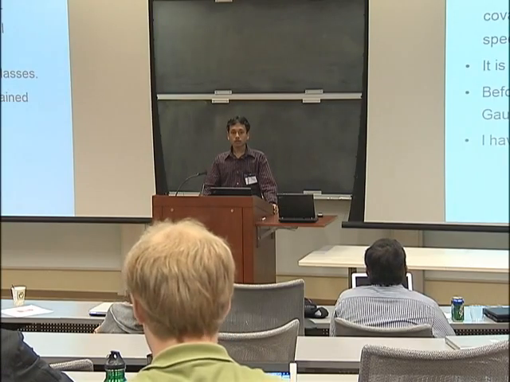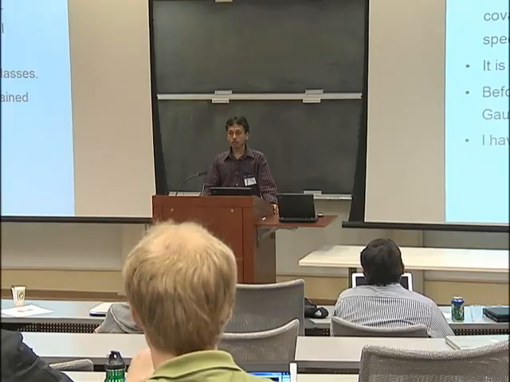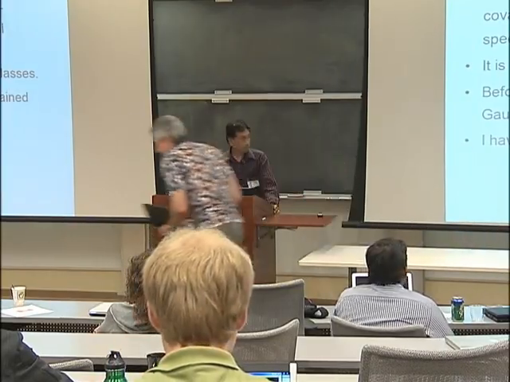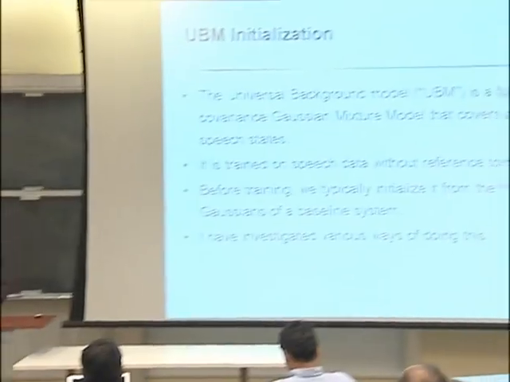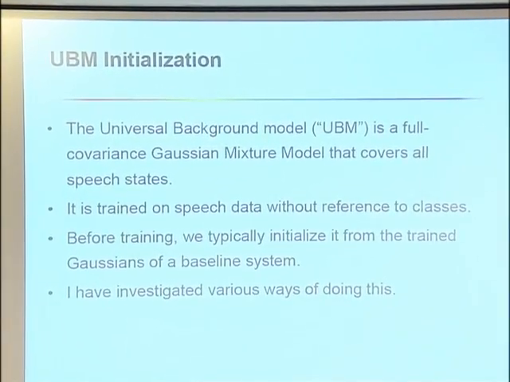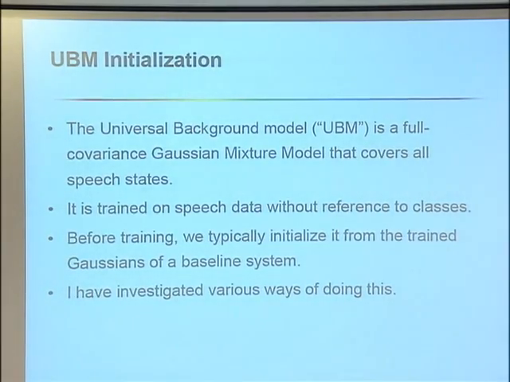I'm going to discuss a comparative approach for the various approaches of initialization of UBM ASR. So, the Universal Background Model is a full covariance trained GMM that covers all speech data on a trained Gaussian. Before training, we must initialize it with trained Gaussians of a baseline system. So I have investigated various ways of doing this.